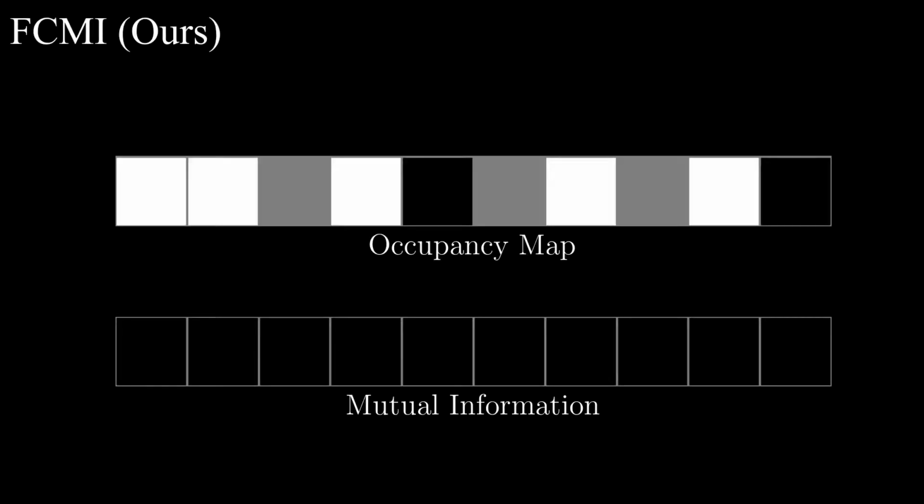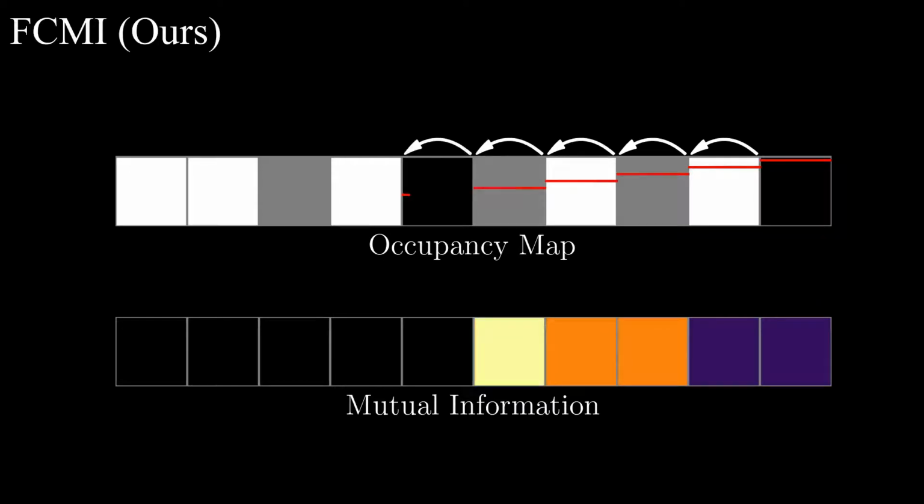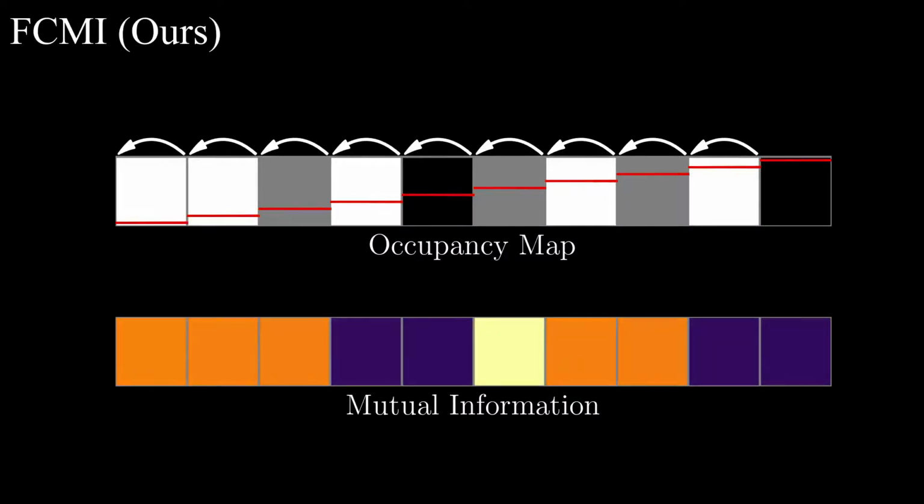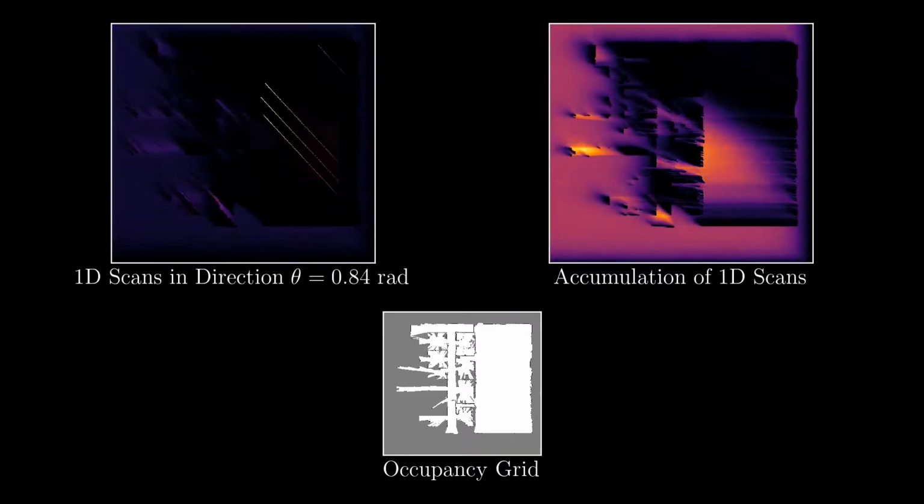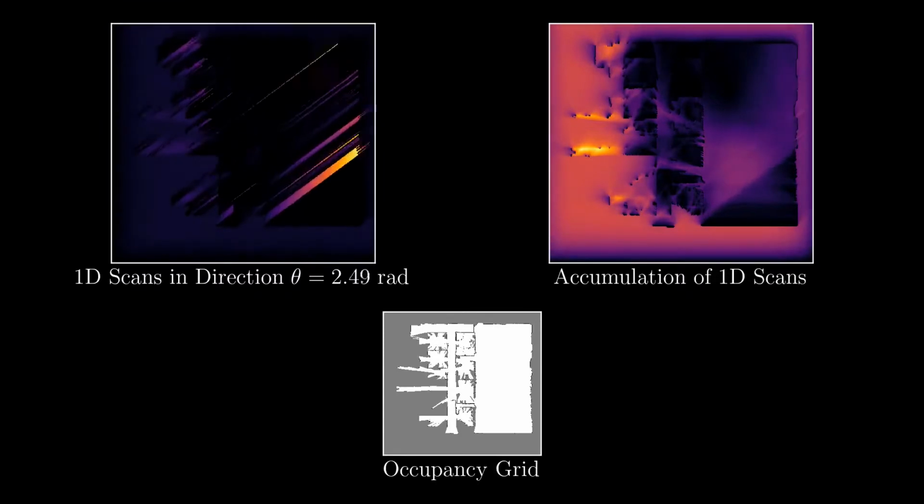In this paper, we present the Fast Continuous Mutual Information Algorithm, FCMI, which recursively reuses computation so that the expected information gain at all cells can be computed in a single pass. These results generalize to 2 or 3 dimensions by casting rays in multiple directions and accumulating the results.